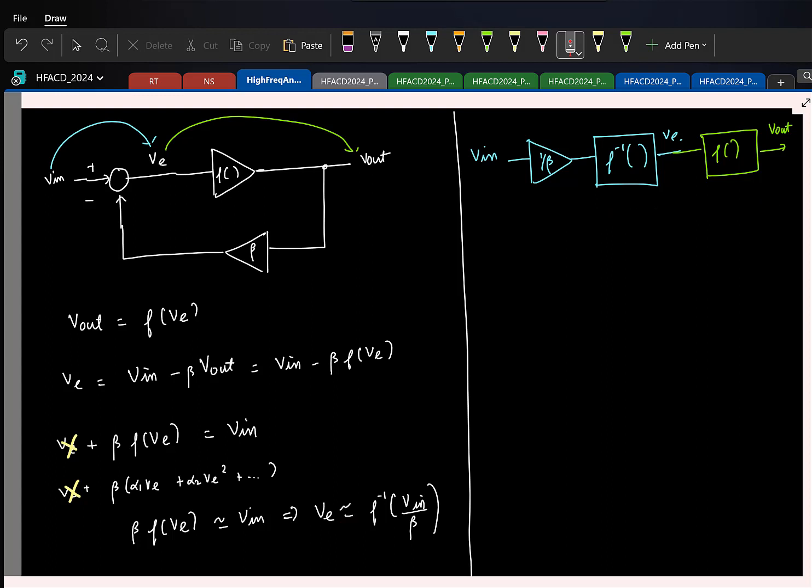Is that clear? So typically we say that negative feedback pre-distorts the input.